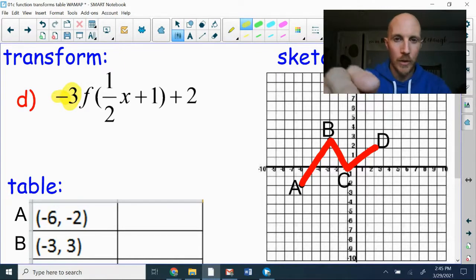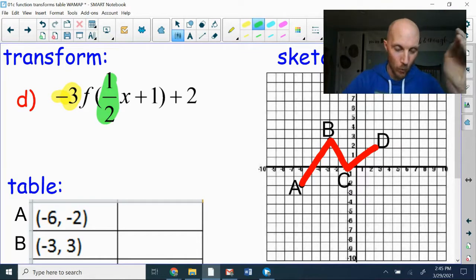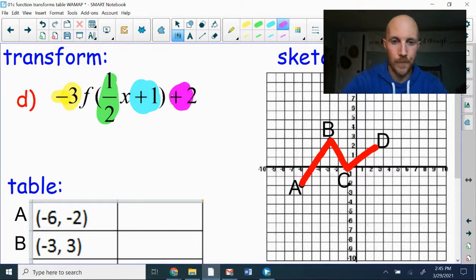So there's one transformation. I've got inside the parentheses 1/2 multiplied by the x. That's my k value from my note sheet. And that is going to make this graph twice as wide. So I've got the horizontal stretch. I've got the +1 inside the parentheses. That is a translation. It is going to slide this entire graph to the left 1 space. And lastly, I've got the +2 outside the parentheses, which is again a translation. This one is vertical. It will move the entire graph up 2 spaces.